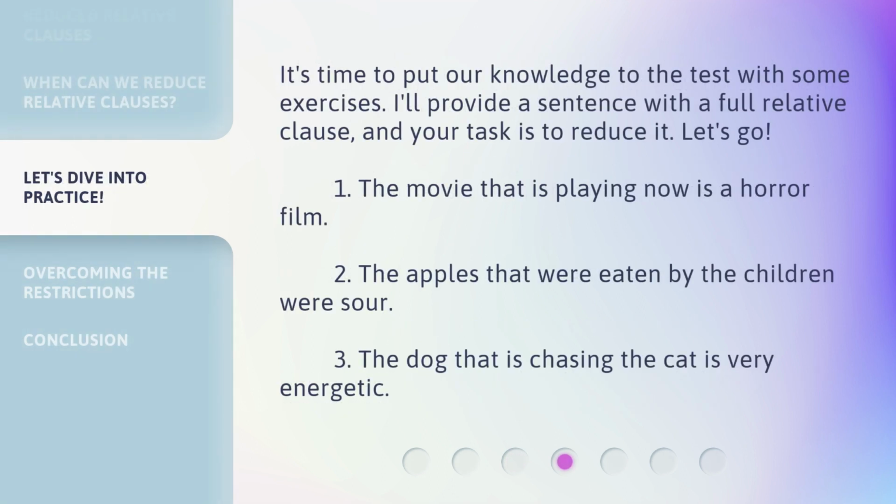It's time to put our knowledge to the test with some exercises. I'll provide a sentence with a full relative clause, and your task is to reduce it. Let's go. 1. The movie that is playing now is a horror film. 2. The apples that were eaten by the children were sour. 3. The dog that is chasing the cat is very energetic.